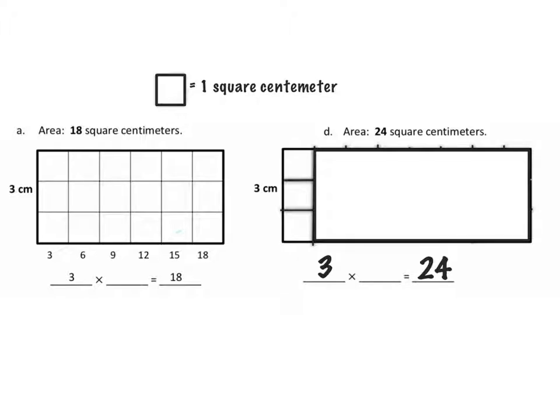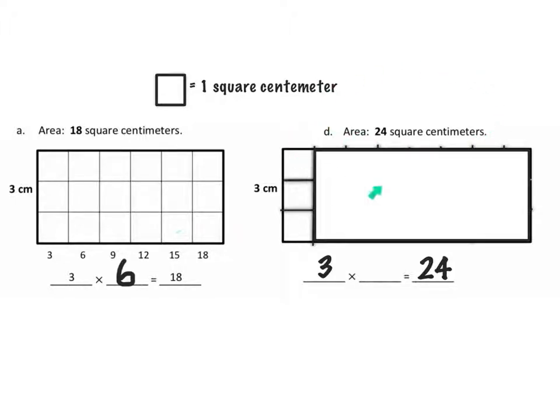So for the first example, all we're going to do is count the columns. 1, 2, 3, 4, 5, 6. 3 rows, 6 columns, gives us 18 square centimeters.